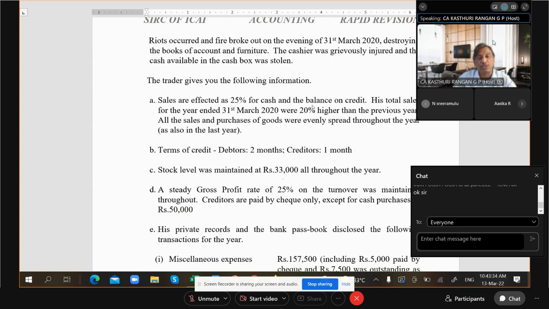Sales are effected 25% for cash, balance on credit. If the sales is 100 rupees, 25 rupees is cash, 75 rupees is credit. His total sales for the year ending 31/3/2020 were 20% higher than the previous year. So last year's sales was 100, this year's sales will be 120, 20% more. All the sales and purchase of goods were evenly spread throughout the year. Evenly spread means what?